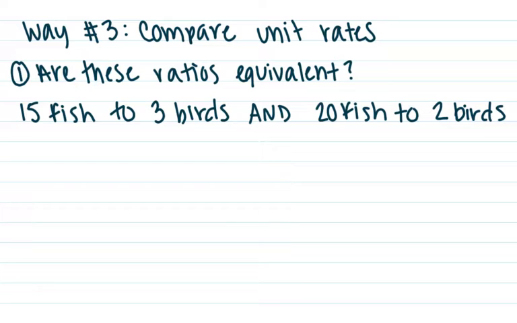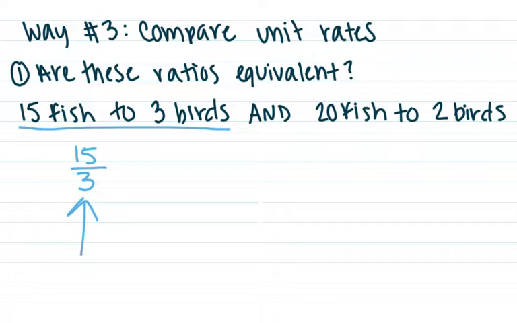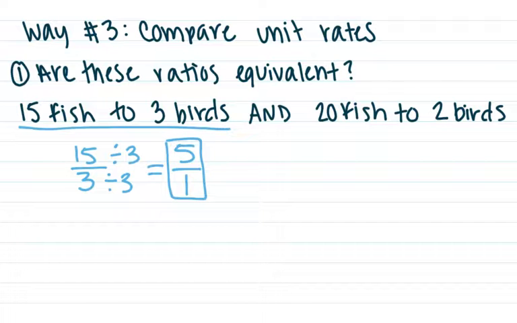We can compare unit rates. So I can divide my ratio down to the unit rate, meaning that I'm going to have a number over 1. A unit rate is a rate that has a denominator of 1. So let's investigate that. Just as a quick refresher, here's my first ratio. To find the unit rate, you divide by the denominator. So make sure that you're dividing by the denominator. So I'm going to divide by 3. When I divide by 3 for this first ratio, I get 5 over 1. So that is the unit rate for that first ratio.